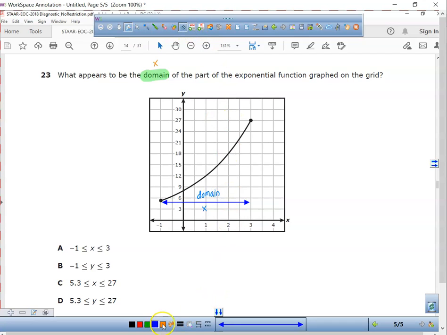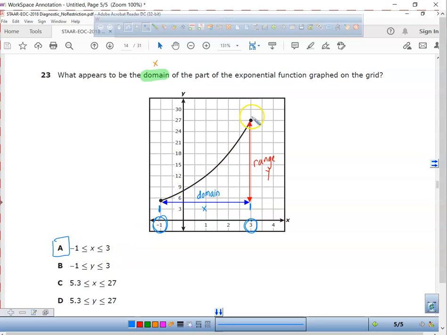Now, they could easily ask you about the range. So could you guys go from here to here and label that? Label this the range of the graph. Now, we're going to find the domain and the range, okay? So the domain goes from right here to right there. So we're going from negative 1 all the way to a 3, which is the only one that has an x between a 3 and a negative 1. That's it. That's the only one.